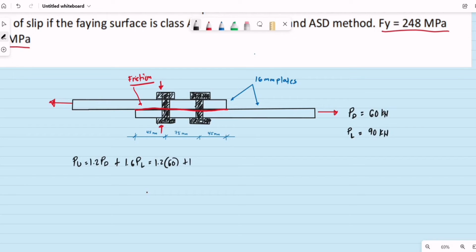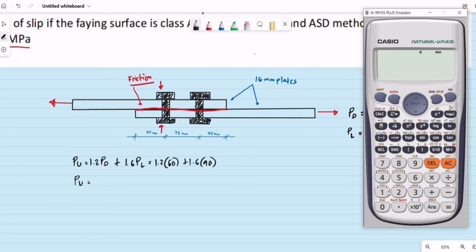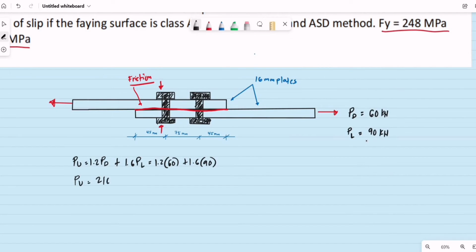Okay, plus we have 1.6 of 90 kilonewtons. So for our P sub U is now equal to 1.2 of 60 kilonewtons plus 1.6 of 90 kilonewtons. So we have that as 216 kilonewtons. This is for the LRFD.